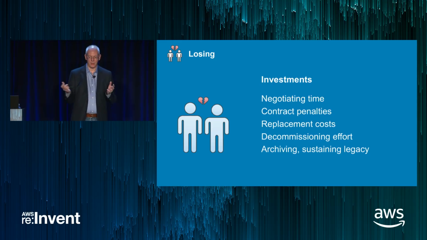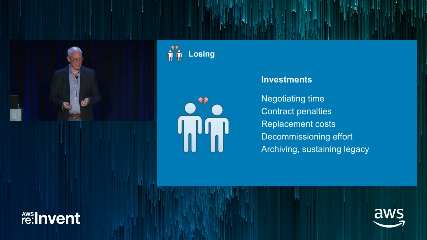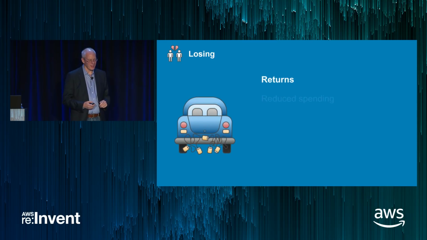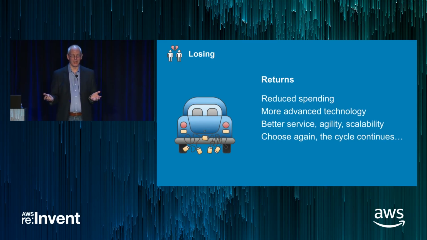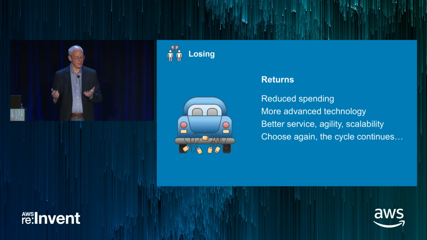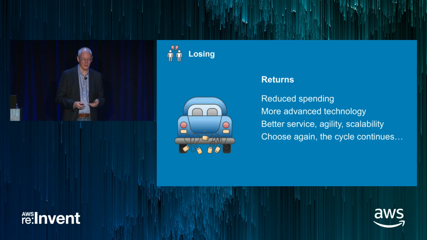Or, think of spousal support or child support or something, right? If you want to keep the analogy going, there are these things. That was a long time ago, but it's still costing me money. That kind of thing. So what you get out of it is reduced spending, more advanced technology, better servicing, agility, scalability, and you get to do a choose again. You get to go date again, find something new, and play with a new toy. So that's cool.